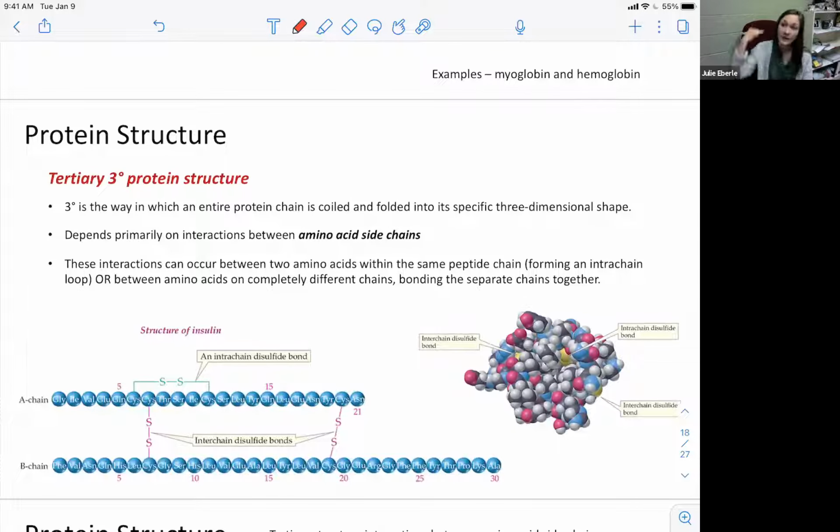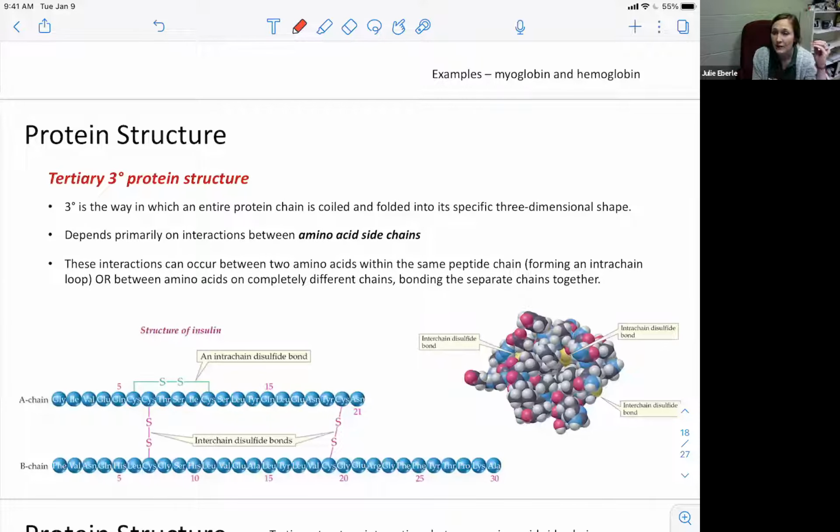The next layer, next level. So we said primary structure is the sequence of amino acids in the polypeptide chain. And that's really, really important because mutations in that sequence can lead to protein disease states. Example we gave was sickle cell anemia.